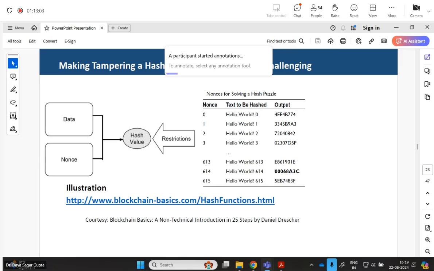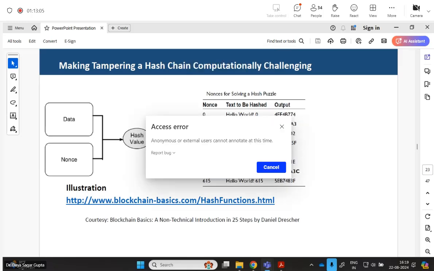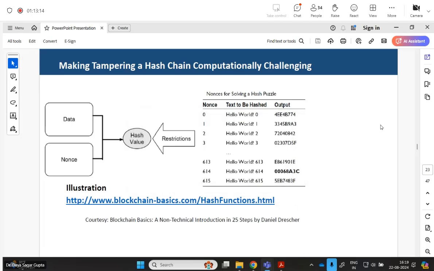Now what is the restriction? I can say that you need to produce the nonce which is going to have leading zeros. What am I telling? Leading zeros. How many zeros? We will see it here.